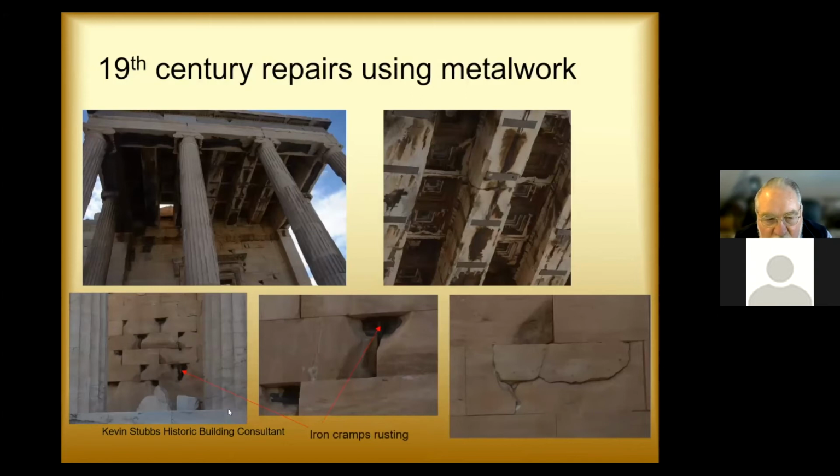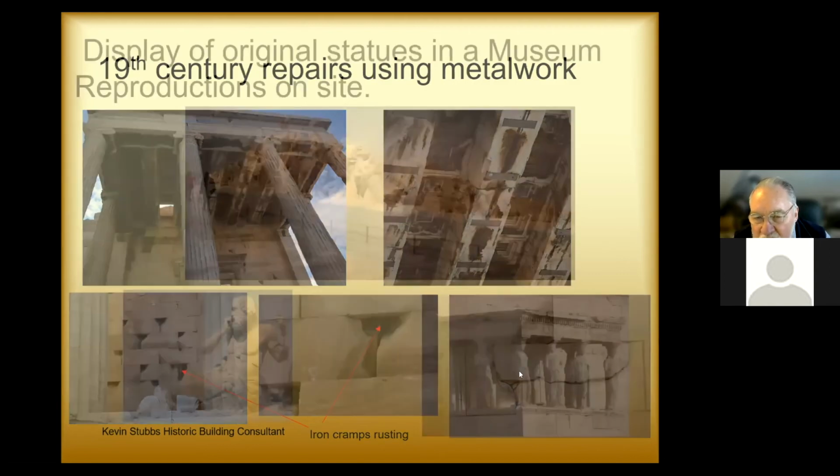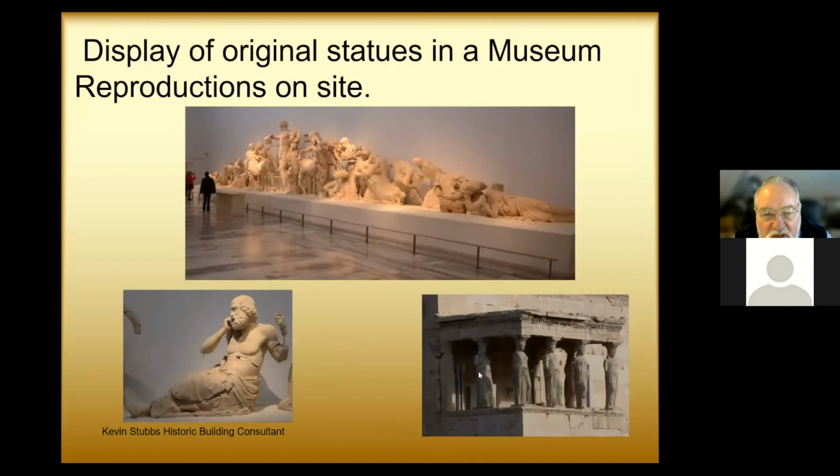They have a big job on in some areas where metalwork was used in the 19th century to hold together the stonework. As this is rusting, it's blowing the face off. And we have this problem here with many of our 19th century pieces of restoration work where metal cramps have been used.